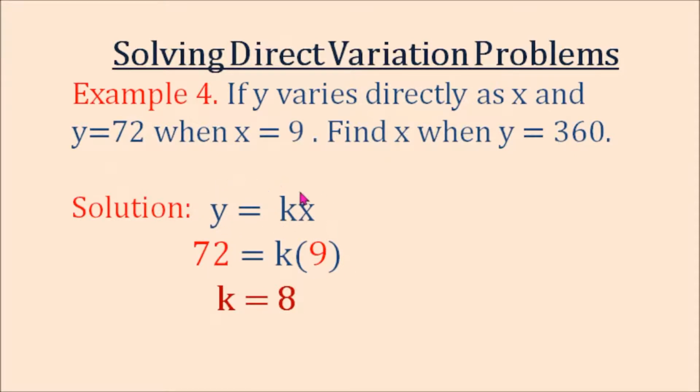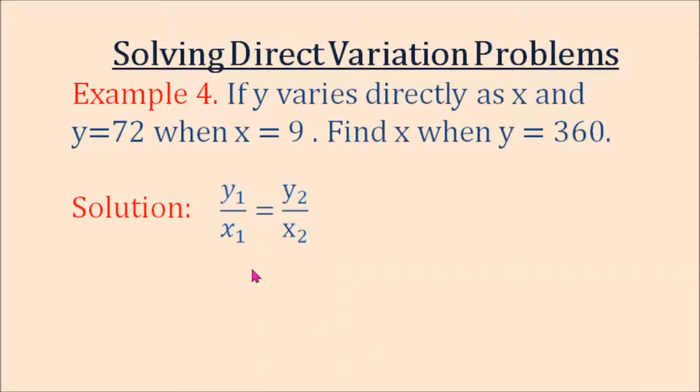Our k here is 8. Then we are going to find x when y is 360, so we will substitute y with 360 and k with 8, so we have 360 equals 8 times x. To find x, we divide both sides by 8, and that's 360 divided by 8, that's 45.